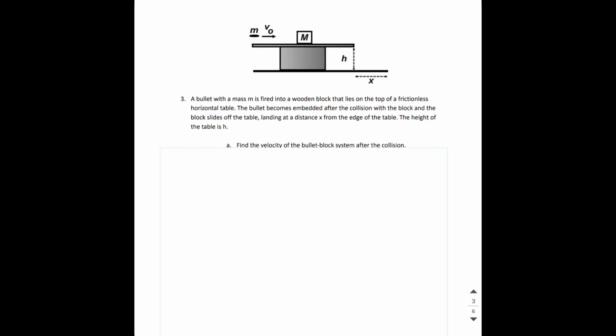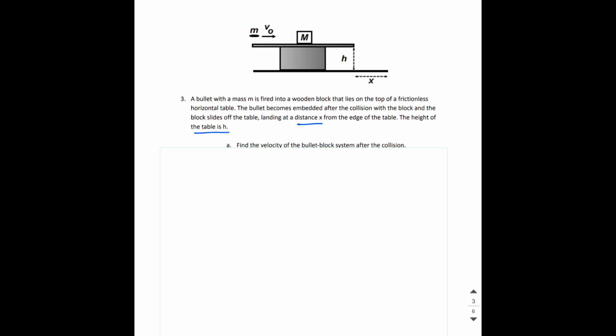So for problem number 3A, it says find the velocity of the bullet block system after the collision. Now I know a lot of students want to use conservation of momentum to solve this, but in the scenario they give you the distance of x from the edge of the table and the height of h. So because they give us those variables, generally it means that they want us to use those variables in our equation when we derive it. So you're going to need to use conservation of momentum anyway, but I would solve this first using kinematics.